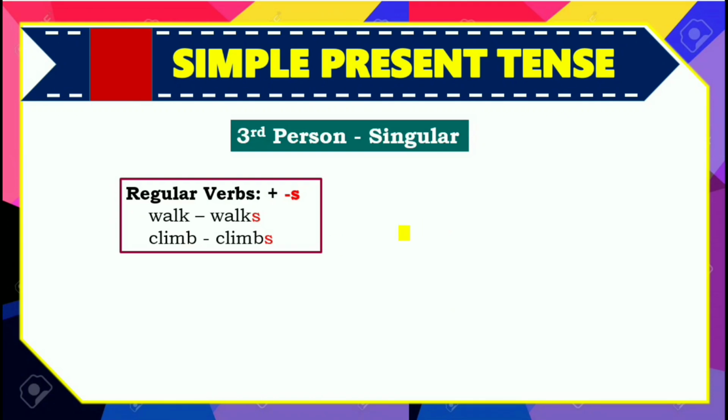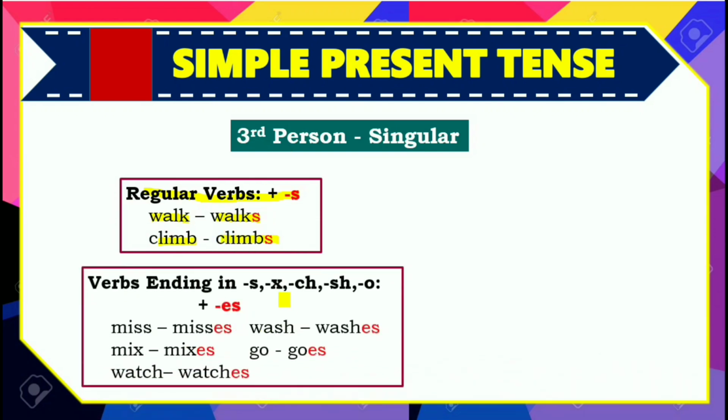For regular verbs, we need to add an s to the verb. For example, walk becomes walks, climb becomes climbs. Now, verbs ending in s, x, ch, sh, or o, we need to add es this time. For example, miss, misses, mix, mixes, watch, watches. We have wash, washes, and go, goes. So that's how you spell the verb.